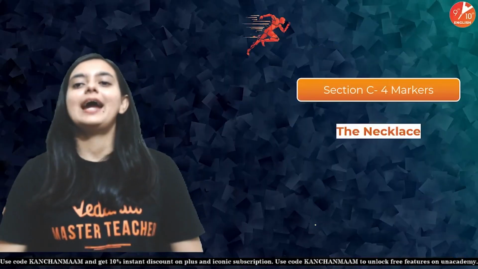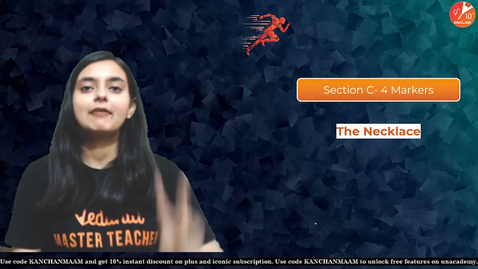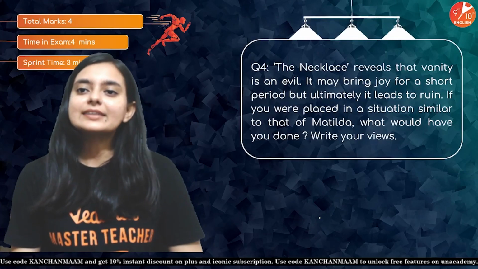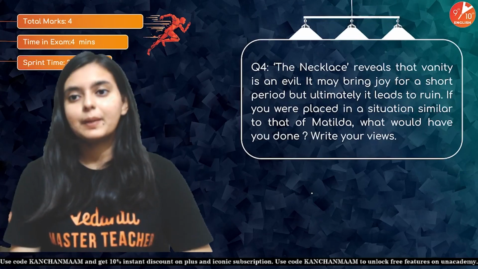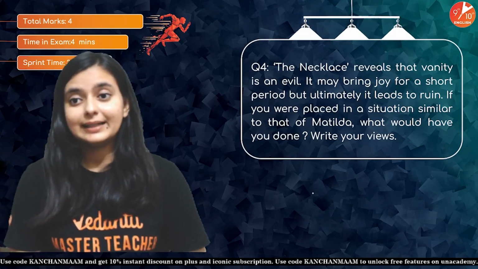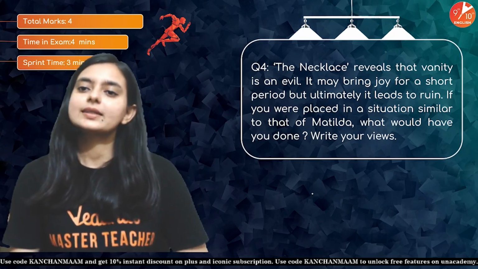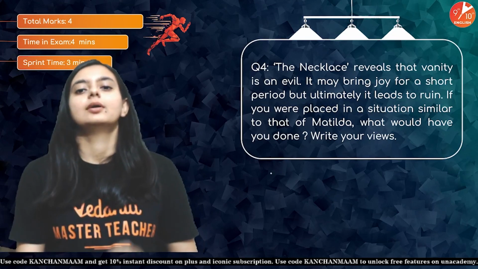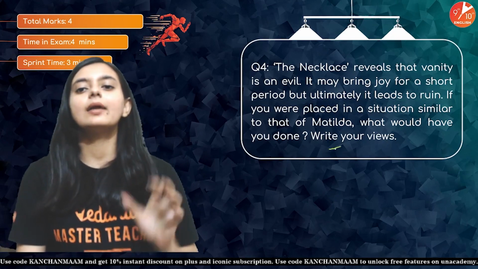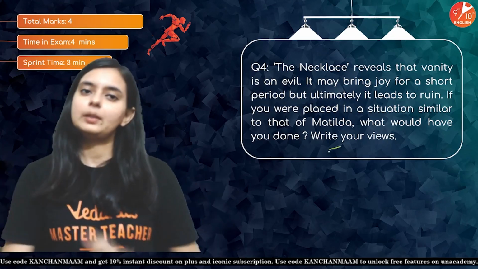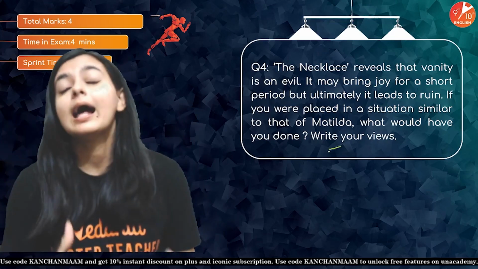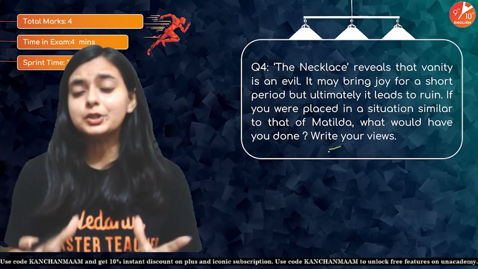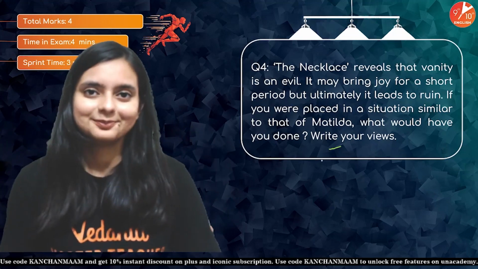And now we will move ahead with the 4-mark questions. We have 2 questions for practice. The first question is, the necklace reveals that vanity is an evil. It may bring joy for a short period, but ultimately it leads to ruin. If you were placed in a situation similar to that of Matilda, what would you have done? So this is completely open to your interpretation. You can definitely put forth your views in the chat for this question. I would like to know from you, what are your views?